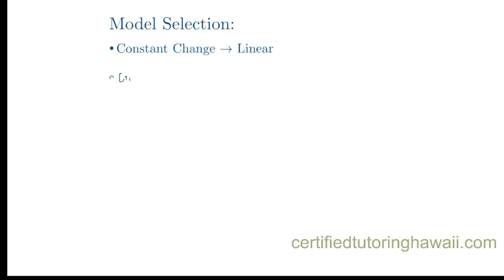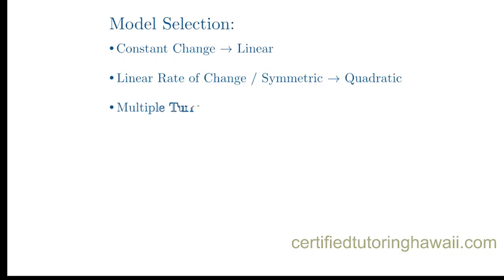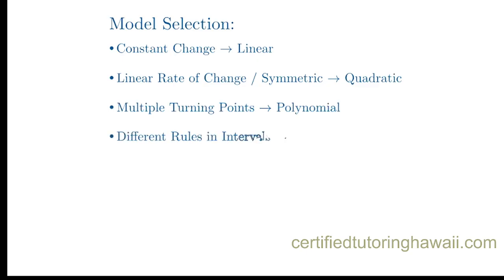Let's quickly review the key takeaways from this video. First, when selecting a function to model a scenario, you are essentially asking, how is the data changing? If the rate of change is constant, the model is linear. If the rate of change itself is changing in a linear way, or if the data is symmetric with one maximum or minimum, the model is quadratic. For more complex behaviors with multiple turning points, you need a higher degree polynomial. And for data that follows different rules in different intervals, you should use a piecewise function. Remember the powerful tools at your disposal: physical context, graphical features, and the algebraic test of the differences table.